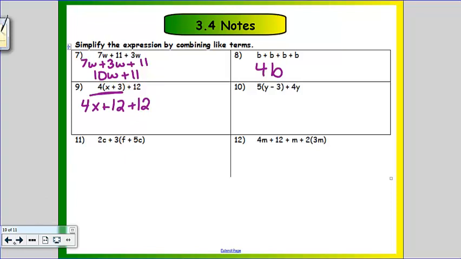Now we're going to add together the like terms. So 12 and 12 are like terms. We can combine them. 12 plus 12 makes 24. So our final simplified expression is 4x plus 24.